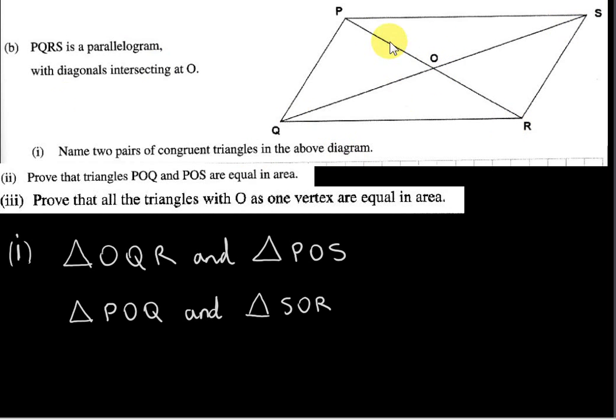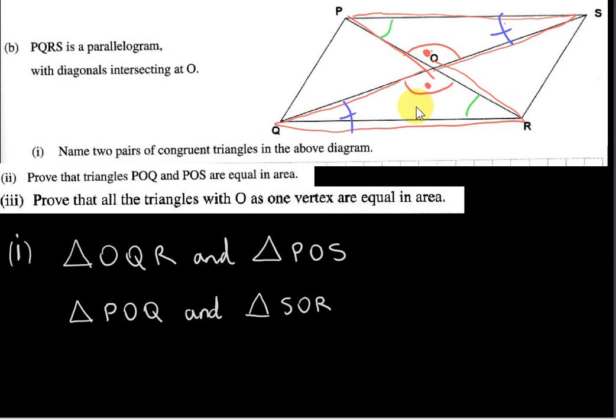So let's see why. So here's OQR and here's POS. These two triangles are congruent. Well, these two angles are the same in both triangles because these are opposite angles. We also have that this angle here is equal to this angle here. These are a pair of alternate or Z angles because QR is parallel to PS, and we also have that the remaining angles are the same.